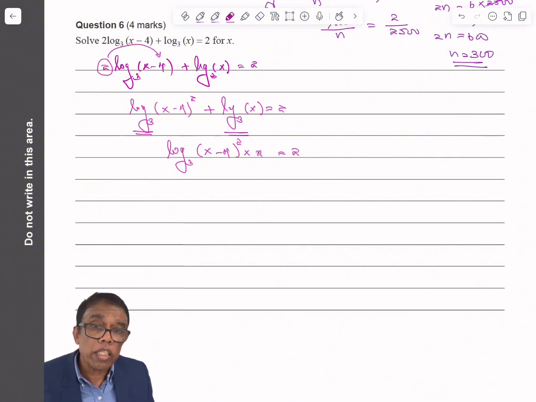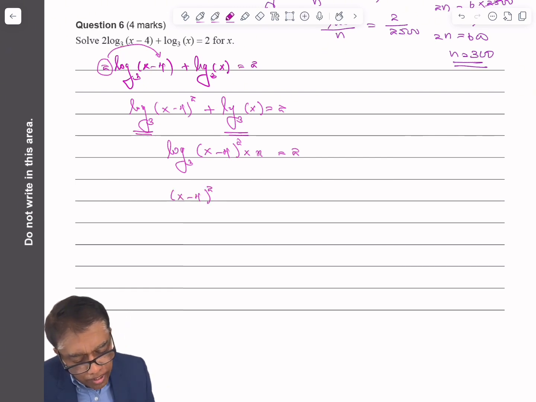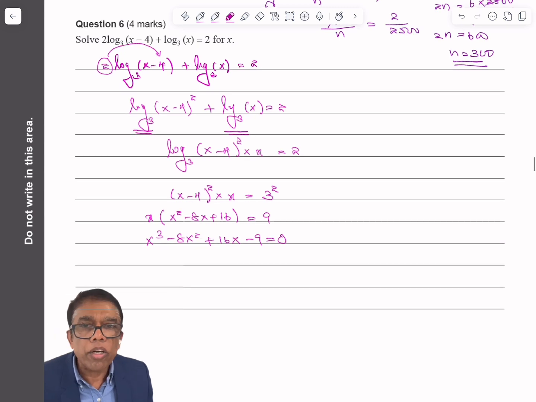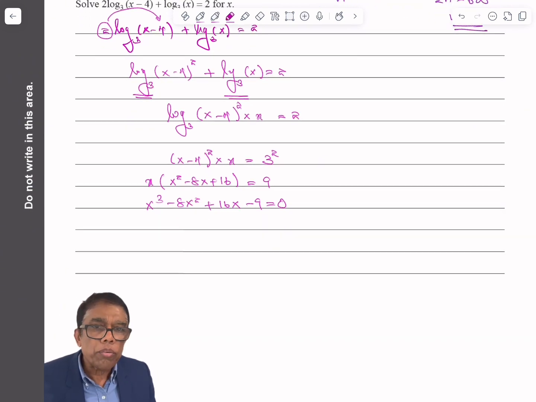If we convert this logarithmic equation to the exponential form, it can be (x minus 4) squared times x is equal to 3 to the power of 2. Now we have to expand the brackets. x times (x squared minus 8x plus 16) is equal to 9. x to the power of 3 minus 8x squared plus 16x minus 9 is equal to 0. Now we have to factorize. We have to factorize this expression.